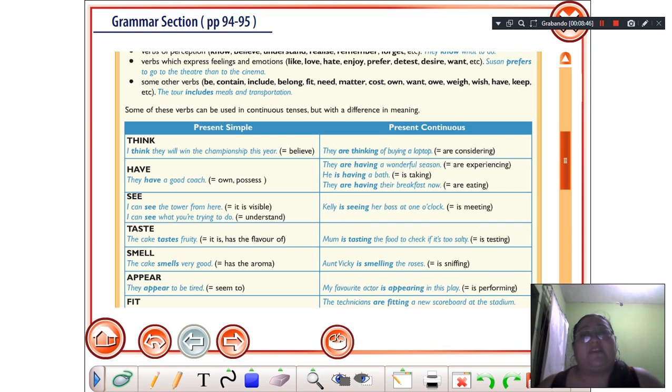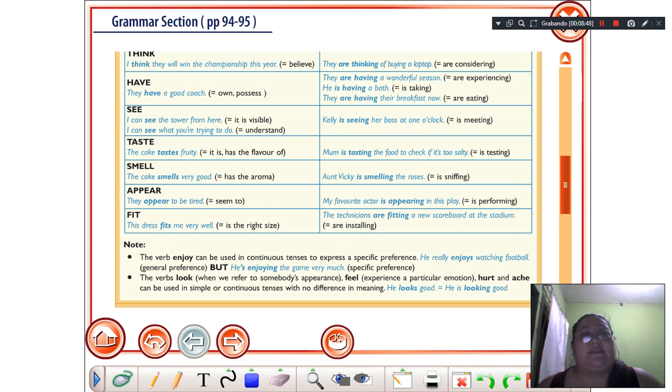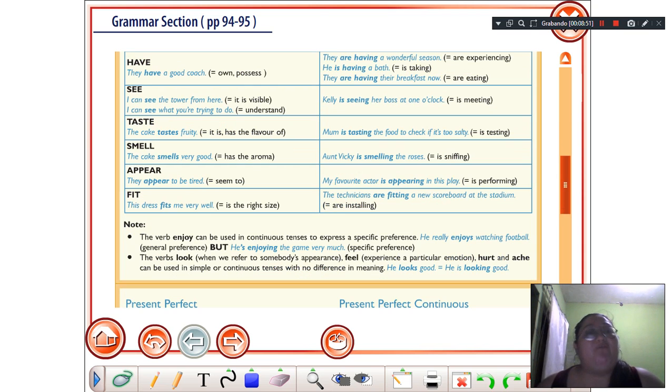Okay, it's very important that you review this square. Note, the verb enjoy can be used in continuous tense to express a specific preference, not a general truth but a specific preference, using -ing. And the verb look, when it refers to somebody's appearance, and experience a particular emotion, okay? It is very important that you look at the difference.